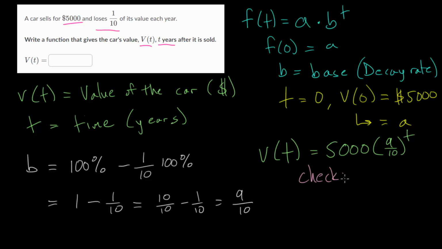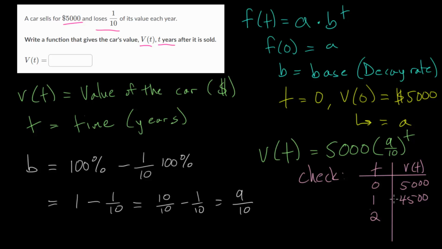And to check this, you can make a quick table. So we're looking at different t values and what the value of the car is there. And for t is equal to 0, we know it's at 5,000. When we're looking at 1 year later, we're subtracting 1/10 of the value of that car. 1/10 of 5,000 is 500. So we're subtracting 500 from that, and that brings us to 4,500. But notice it's the same thing as multiplying 5,000 by 0.9. You can check that with your calculator.